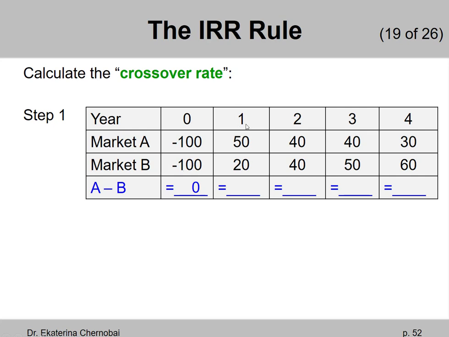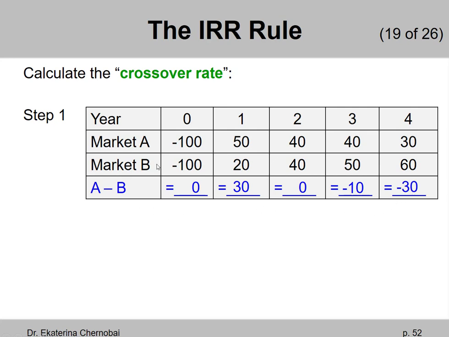Now in year 1, what's the difference between $50 for project A and $20 for project B? 50 minus 20 gives 30. For year 2, you do the same thing. 40 minus 40 equals 0. For year 3, you have 40 minus 50 equals minus 10. And for the 4th year, you have 30 minus 60 equals minus 30.